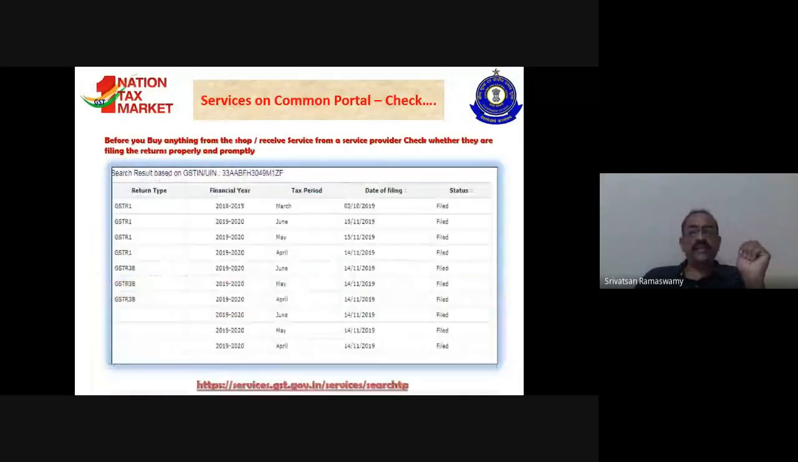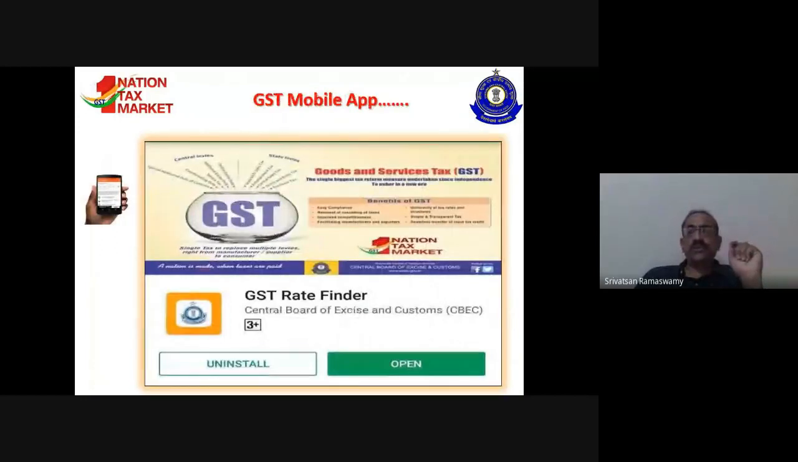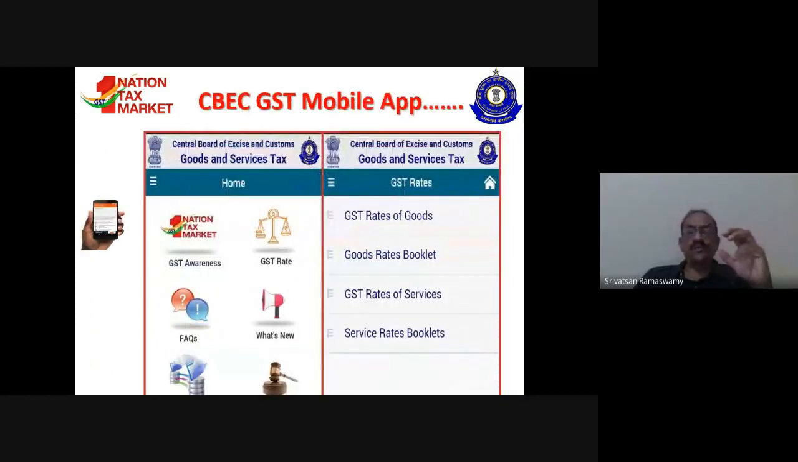And where the information is available, you can in fact download a GST mobile app called GST Rate Finder. It occupies very little space compared to WhatsApp, Twitter, Facebook, or any other app that you have downloaded. This gives you all the information about the GST law, the awareness that is required for GST, the rates of various supplies, and FAQs for various topics. It also has information about the rates of goods and rates of services.